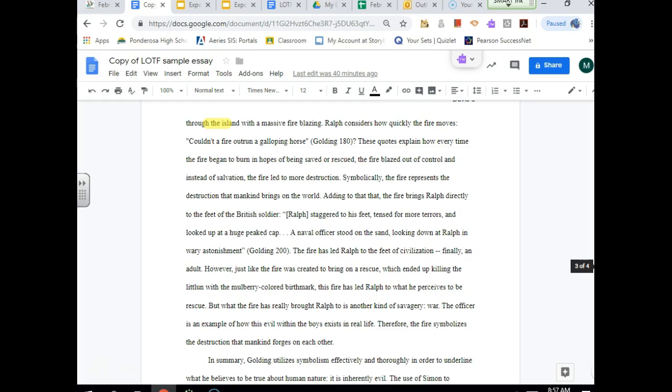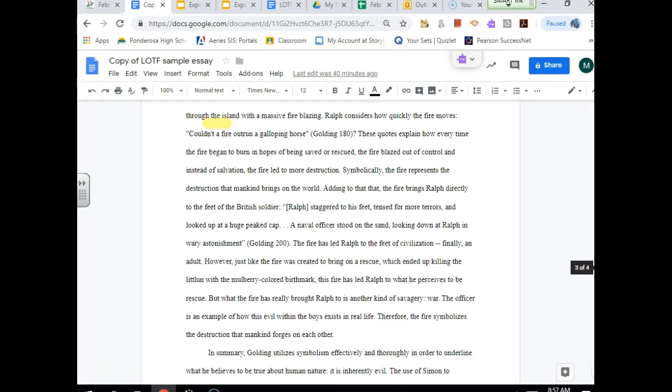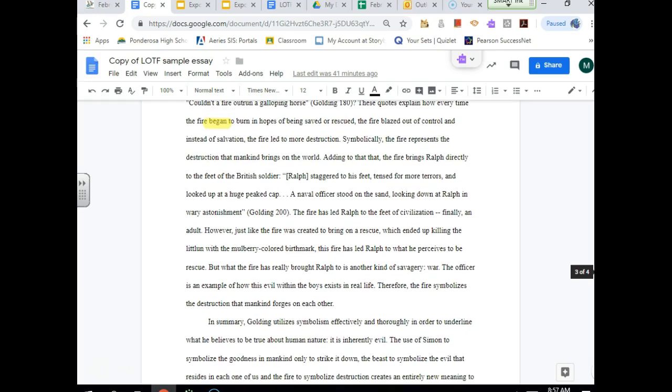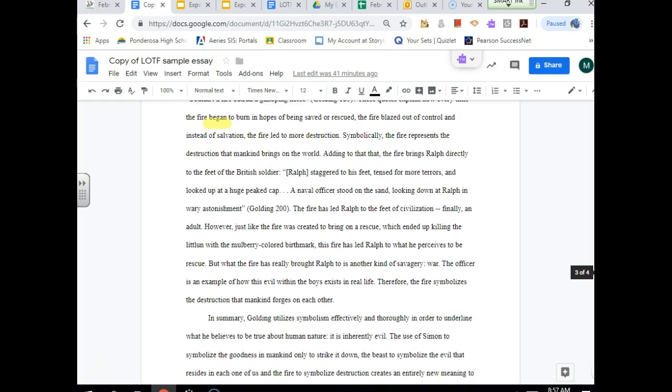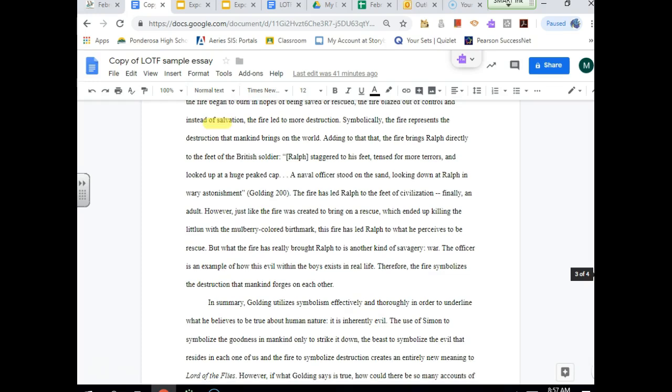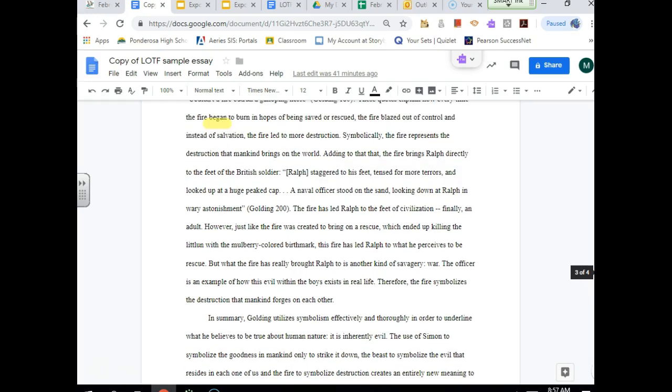Adding to that, the fire brings Ralph directly to the feet of the British soldier. Ralph staggered to his feet, tensed for more terrors, and looked up at a huge peaked cap. A naval officer stood on the sand, looking down at Ralph in weary astonishment. The fire has led Ralph to the feet of civilization, finally an adult. However, just like the fire was created to bring on a rescue, which ended up killing the little one with the mulberry-colored birthmark, this fire has led Ralph to what he perceives to be rescue. But what the fire has really brought Ralph to is another kind of savagery, war. The officer is an example of how this evil within the boys exists in real life. Therefore, the fire symbolizes the destruction that mankind forges on each other.